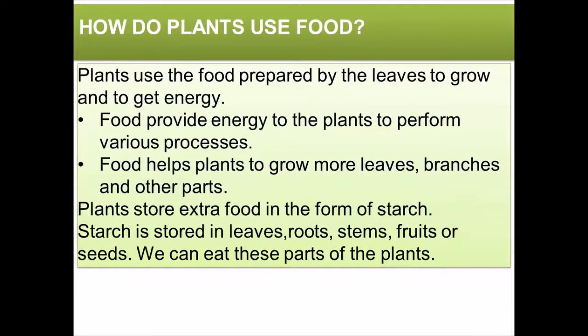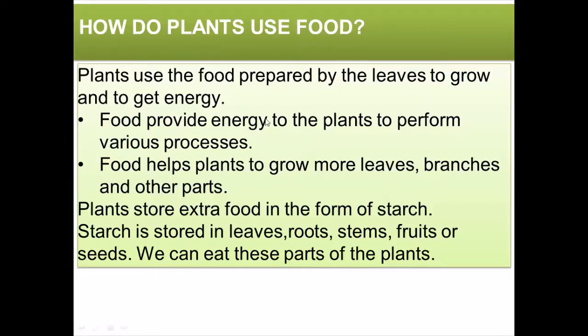Now we move to our new topic, which is how do plants use food? Plants prepare their food by the process of photosynthesis. Now, the food prepared is in the form of glucose. How do plants use this food? Plants use the food prepared by the leaves to grow and to get energy.